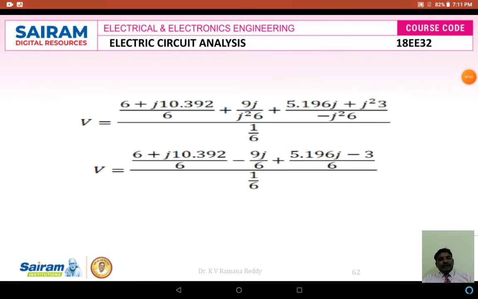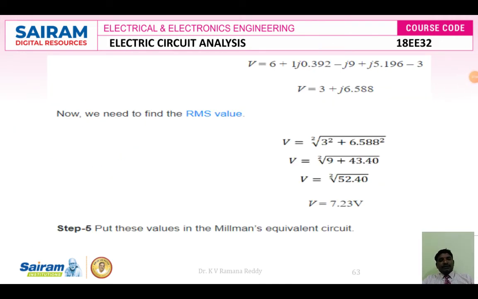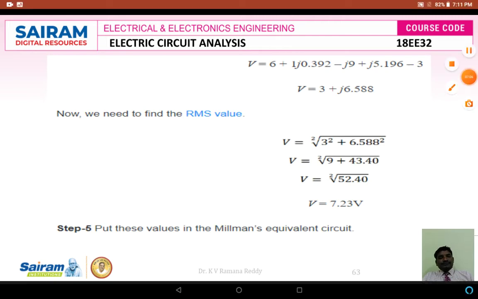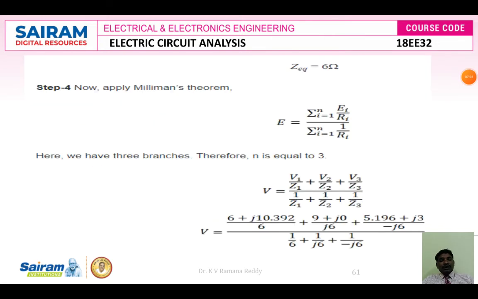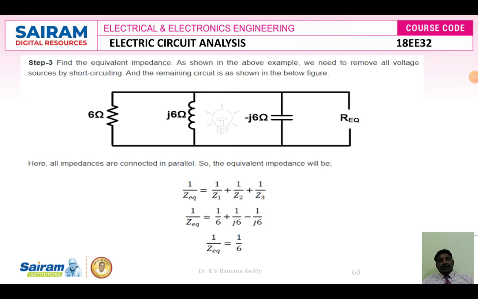Therefore, by simplifying this, we got V. V is equal to 3 plus J6.588, which is the rectangular form value whose polar form value is 7.23 volts. Now I know that V is equal to 7.23, but similarly, what about Z equivalent?